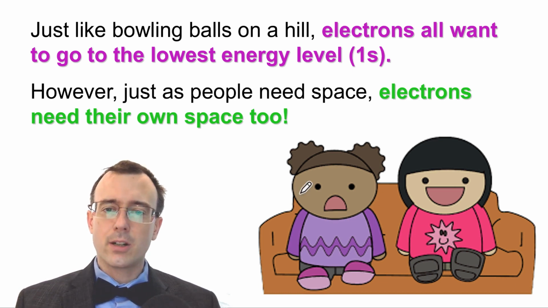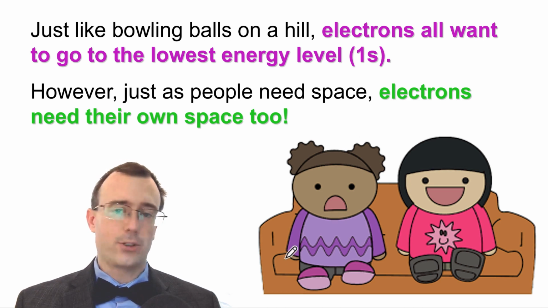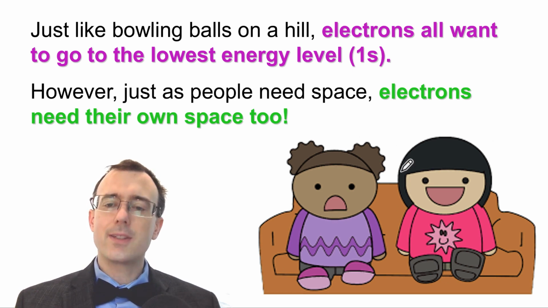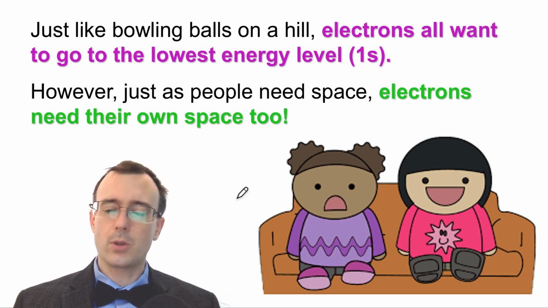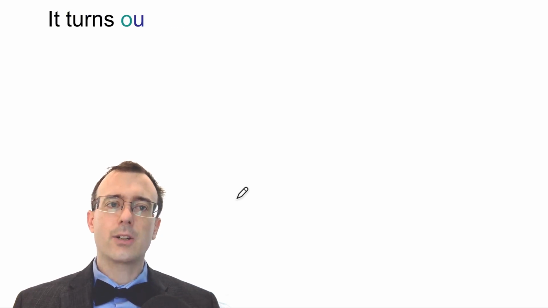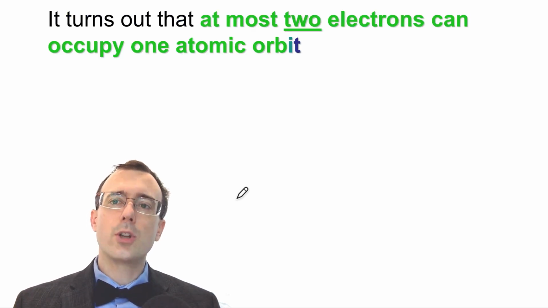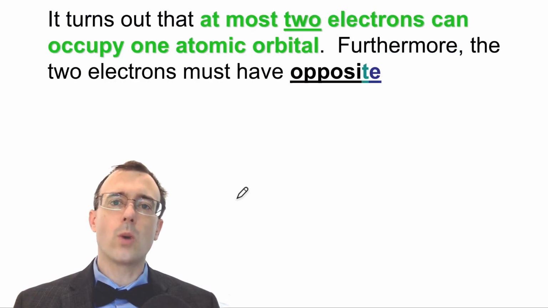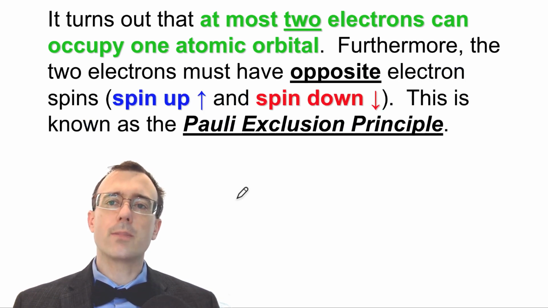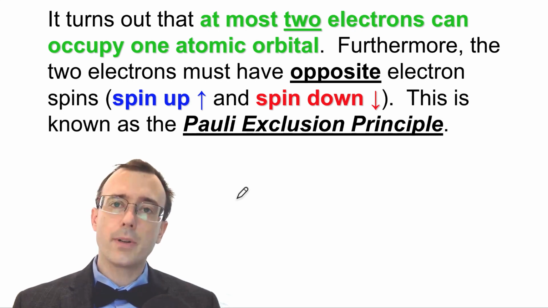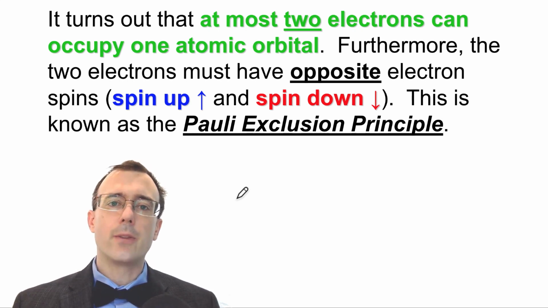So we can see here on this sofa, you can fit 2 kids, all right? It's going to be the same for your electrons, right? There's a limited number of electrons that can fit into one atomic orbital. And it turns out that at most 2 electrons can occupy one atomic orbital. In addition to that, those 2 electrons must have opposite electron spin. So one's going to be spin up and one's going to be spin down. This is known as the Pauli exclusion principle.